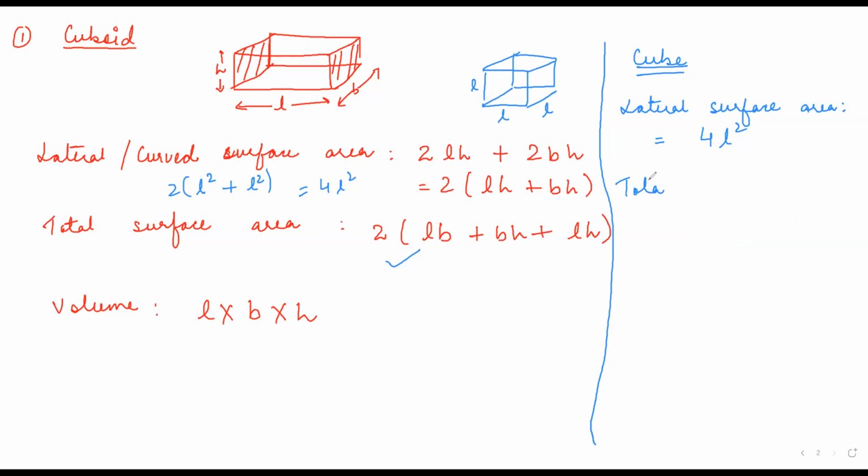And the total surface area will be how much? Now you tell me. You also include the top and bottom. 6 L, very good. Now 6 faces are there. So 6L square. Okay. And volume, again, every side is L. So it becomes L into L into L. So that becomes L cube, right? So the formula is L cube. Yes, ma'am.